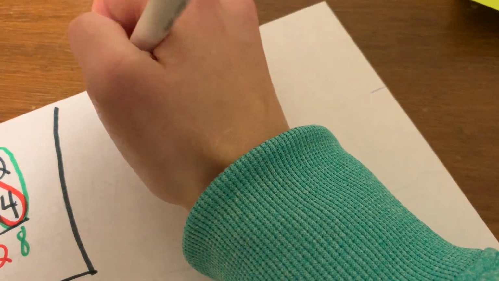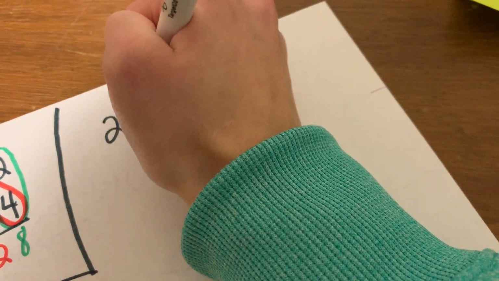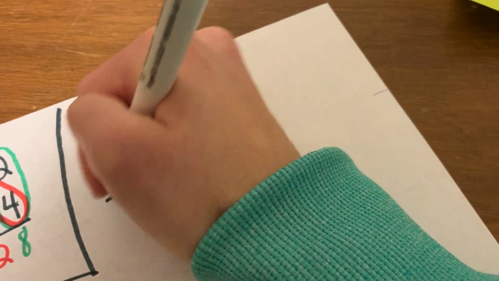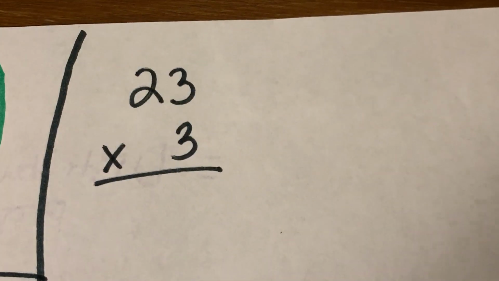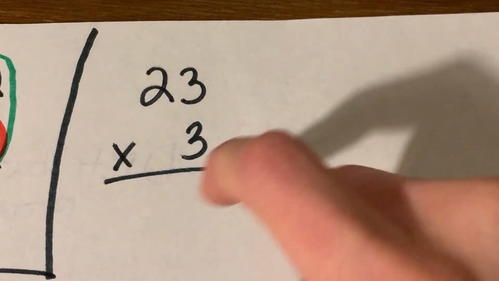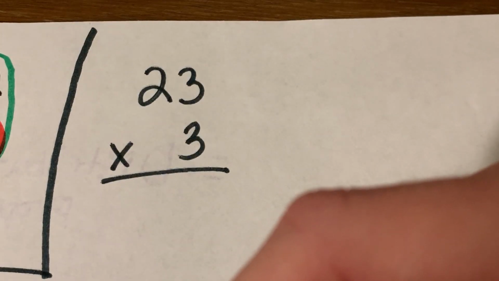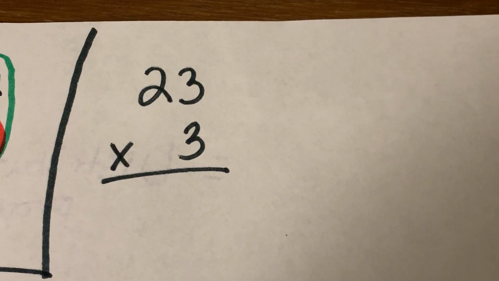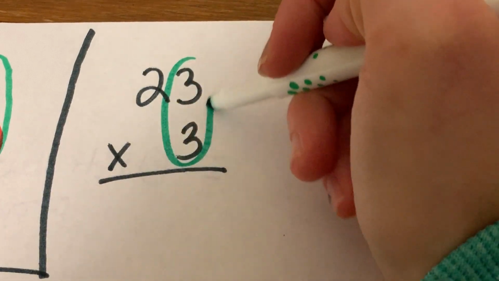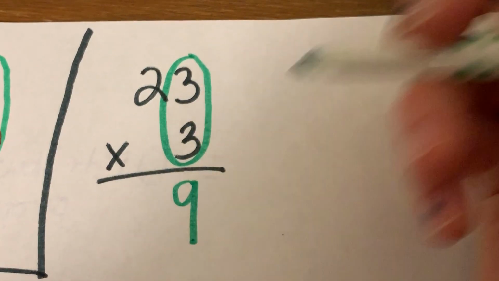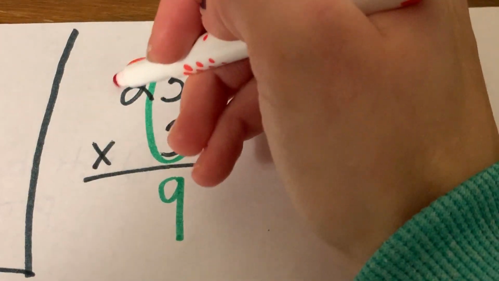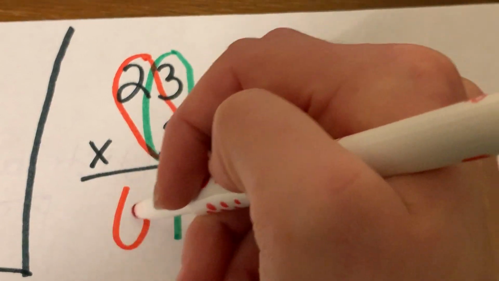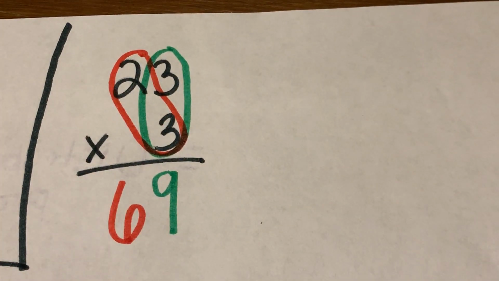Let's try another one. Let's do 23 times 3. Okay? You might be able to do this in your head, but I still want you to practice using the traditional algorithm. Go ahead and practice using the traditional algorithm now. Okay, so my first step is to do 3 times 3, which gives me 9. And my second step is to do 3 times 2, which gives me 6, 69.